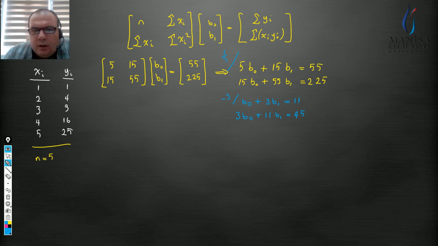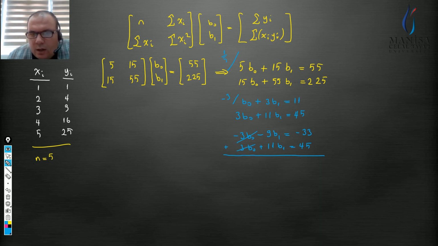We have these equations now, and then I can multiply this first equation by minus 3, and this time I have minus 3b0 minus 9b1 equals minus 33. We already have the second equation, and now I'm going to take the sum of these two equations to find the value of b1, and we don't have these parts now. We have 2b1 equals 12, and so b1 equals 6.